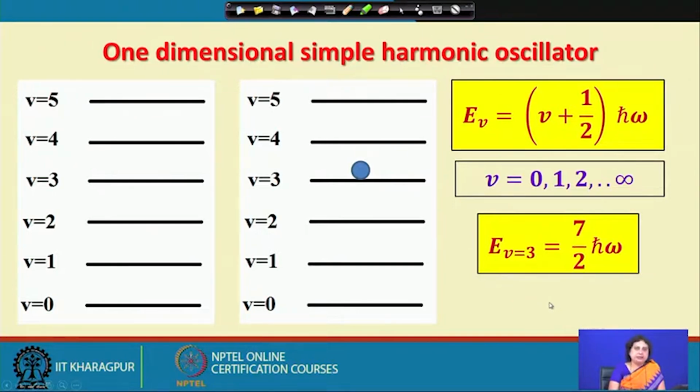So, what does it tell us? It tells us that even if I have a single particle and I have this particle in just one dimension, even in that case, depending on what the energy of the system is, the system can have many different microscopic states, and that I can either represent pictorially, or I can in general say that depending on what the value of the quantum number V is, I can describe the corresponding microscopic state of a simple harmonic oscillator present in one dimension.